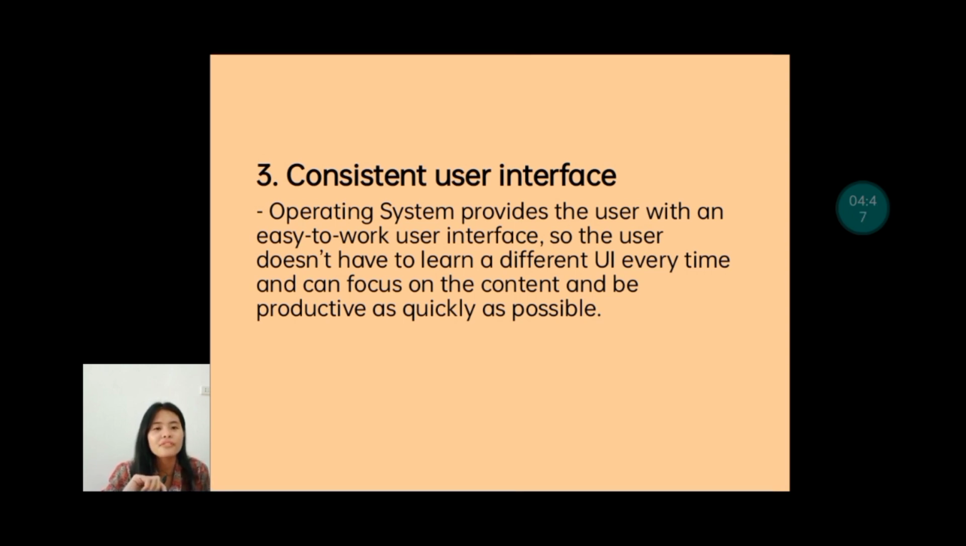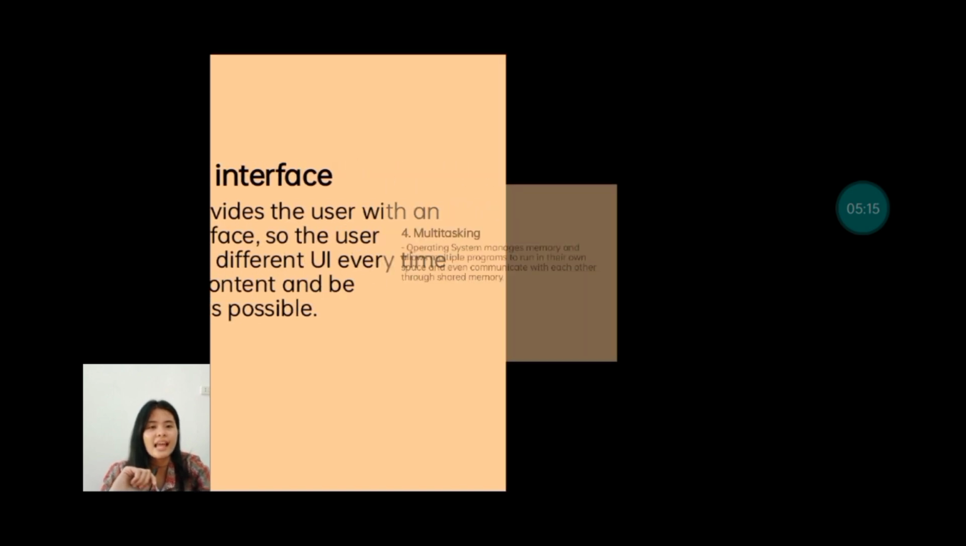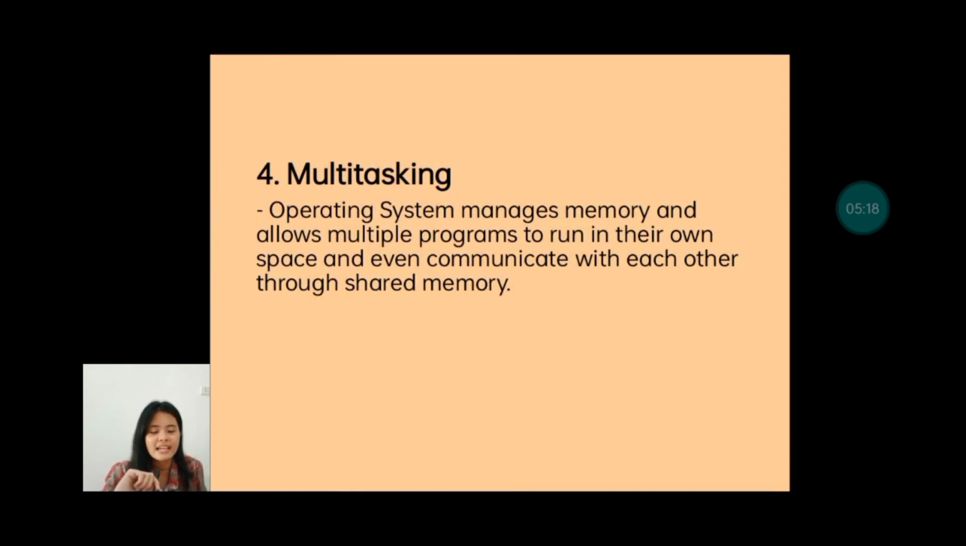Third, consistent user interface. The operating system provides the user with an easy-to-work user interface. So, the user doesn't have to learn a different UI, or user interface, every time and can focus on the content and be productive as quickly as possible. The operating system provides templates and UI components to make the working of a computer really easy for the user.